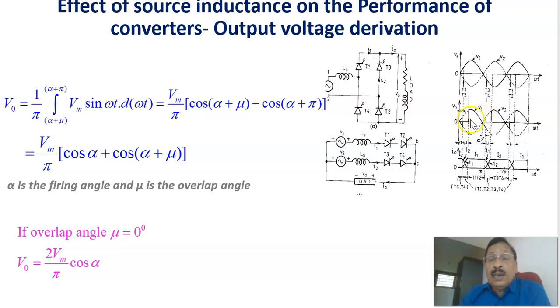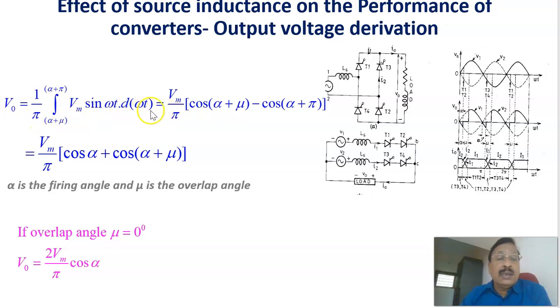Now to find out the average voltage here, we are integrating this, or we are taking this area and distributing it over 0 to pi. Therefore, 1 by pi integral here, this is alpha, this is mu, alpha plus mu, and the other limit is from here up to this one, pi plus alpha. Integral from alpha plus mu to alpha plus pi of Vm sin omega t, distributed over the pi radians.